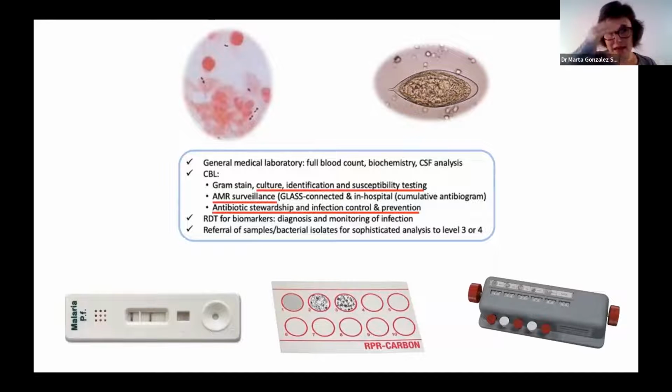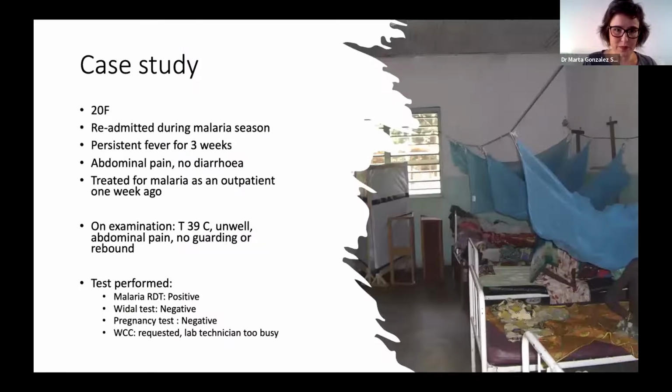In 2010, some of these things weren't that fashionable, if you want. So AMR, although people were talking about AMR, the collective thought was that maybe AMR surveillance couldn't be done in the field, and that stewardship or infection control was really hard, let alone thinking of doing culture, ID or AST of any samples. So that was a limitation when it was there. So I only had very, very basic tools. So let's see what we can do with them, though.